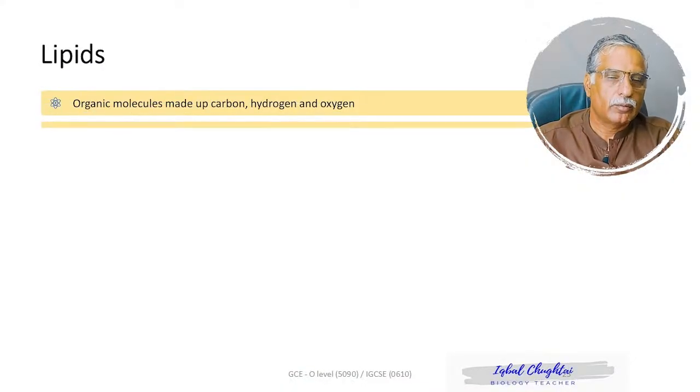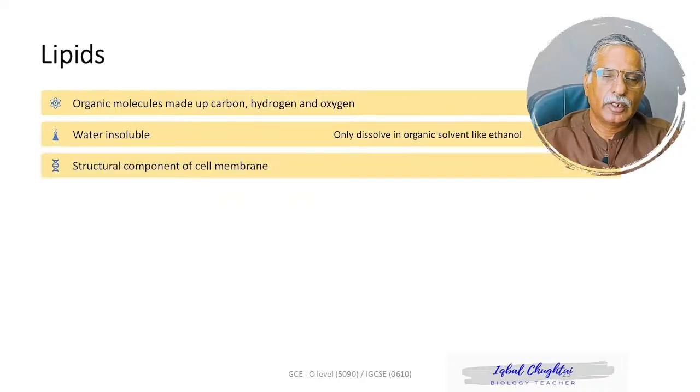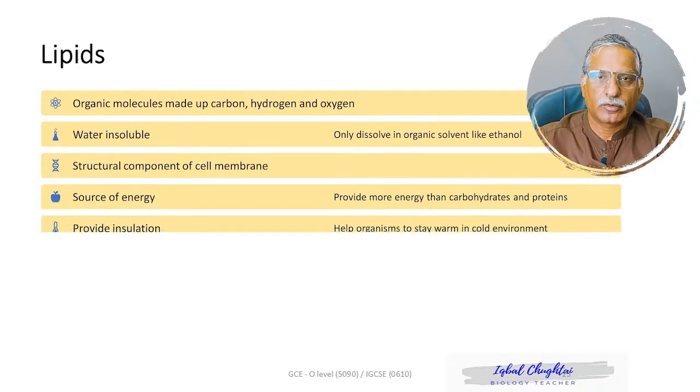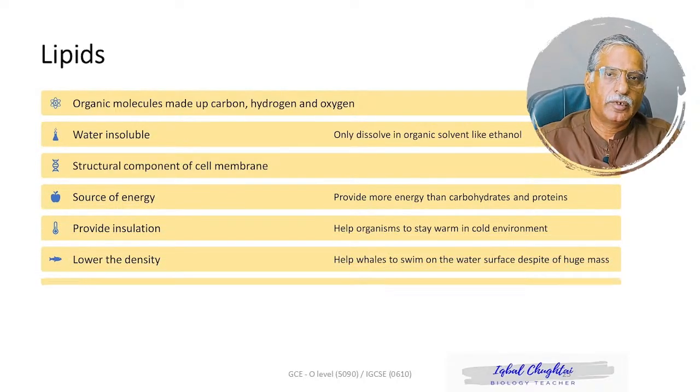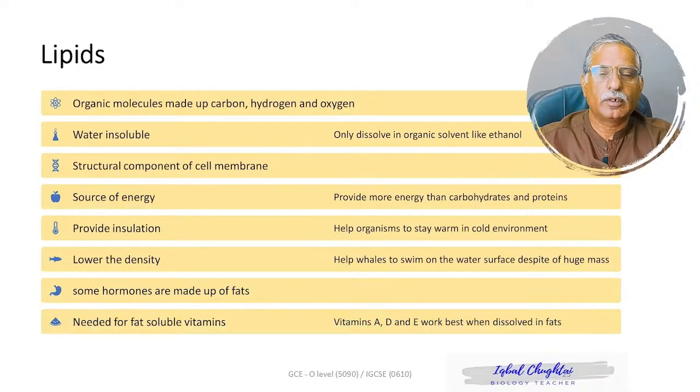Lipids are organic molecules and they are also made up of three elements: carbon, hydrogen, and oxygen. Lipids have very important functions within the cells, like membranes, including cell membranes. They are actually made up of two layers of lipids. Similarly, lipids are present as adipose tissue, so they insulate the body.